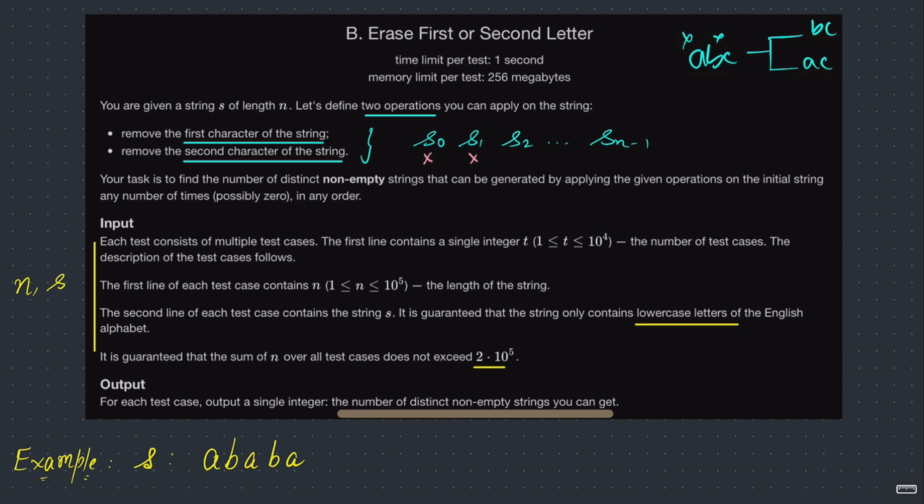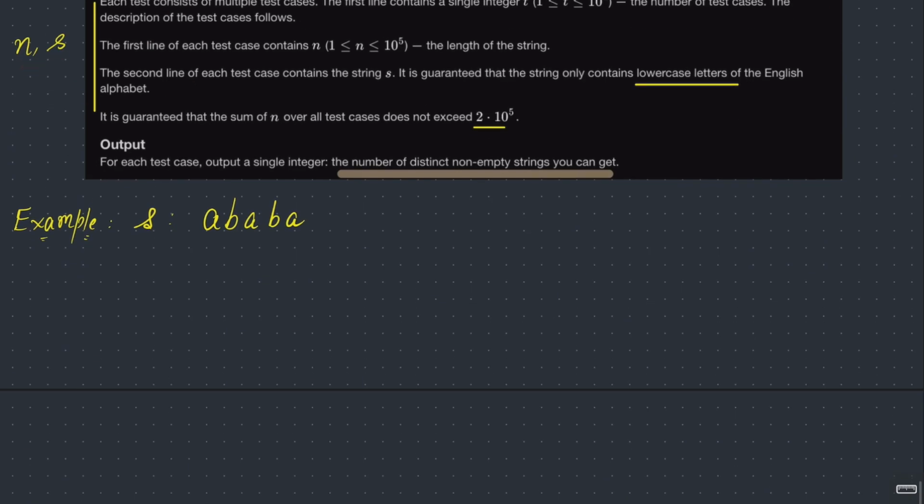And what we have to output is the number of distinct non-empty strings that can be generated by applying the given operations on the initial string any number of times. That is, you can take this forward as well. So this can be BC and this will be AC, right? So apply these operations any number of times and tell me how many distinct non-empty strings you can generate, including the original string, right? Because you can possibly apply zero operations as well. So the input is simply the string, and the output you have to give is the number of distinct non-empty strings you can get.